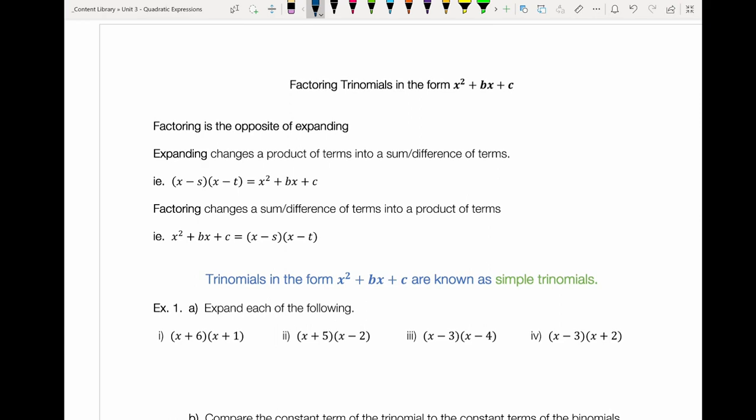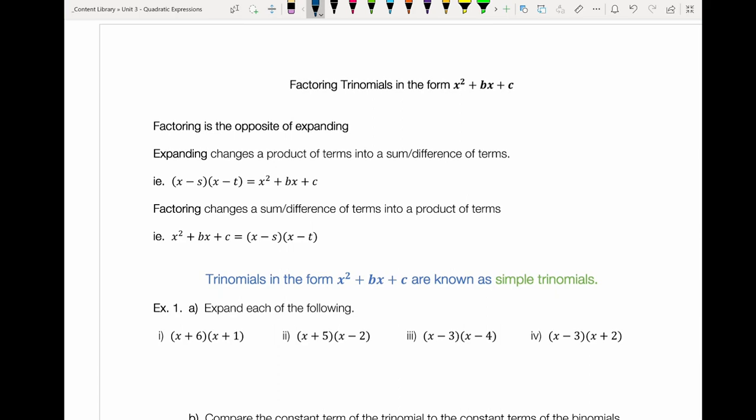Factoring, again, changes a sum or difference of terms into a product. So it does the reverse. It takes a sum or difference of terms and turns it into a product, things that are multiplying. And that's going to be our goal today. We know how to expand using the FOIL method. Now we're going to do the reverse and get back to our two different factors.